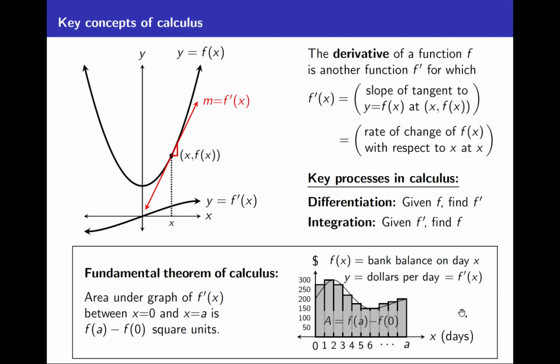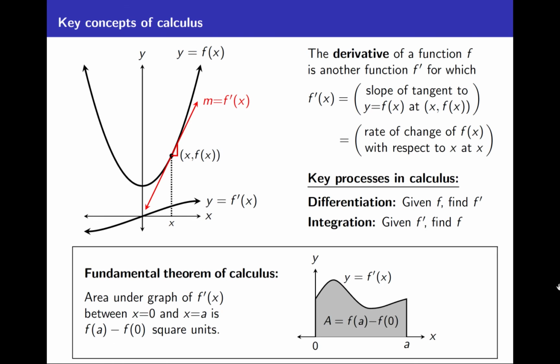And you'll notice here in this thought experiment, the area under the graph of f prime of x is f of A minus f of 0, just as is stated here in the fundamental theorem of calculus. So it's not too much of a stretch to expect that in general, under the graph of any continuous function f prime of x, the area between 0 and A is f of A minus f of 0. That's an illustration of the fundamental theorem of calculus.